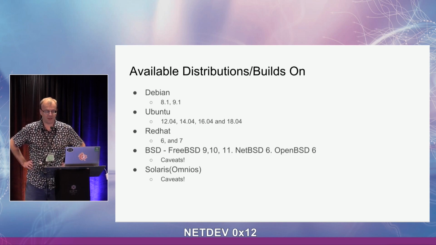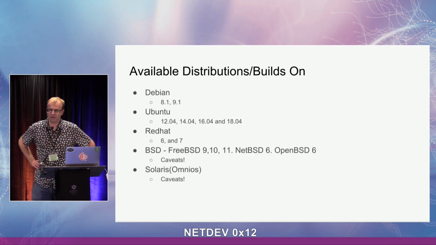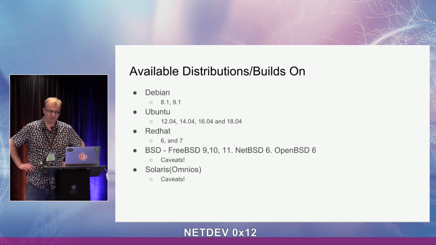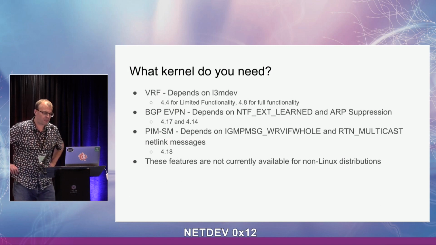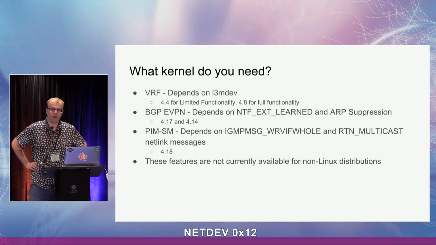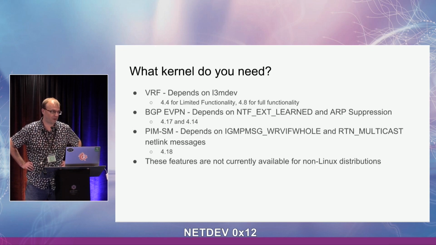So I list caveats for both BSD and Solaris-based systems. I kind of covered it already, but a lot of the new features that we've added do not work on the network stacks available on those platforms. So with new features comes new dependencies on kernel feature versions. I just wanted to call out some of the major dependencies that we've introduced in the last year or so, year and a half.